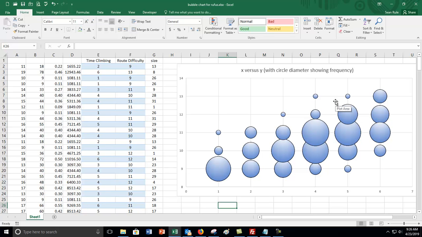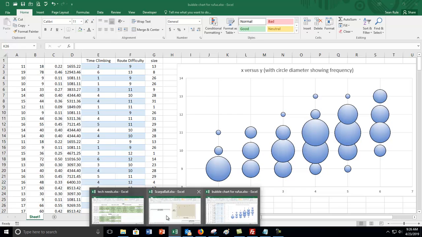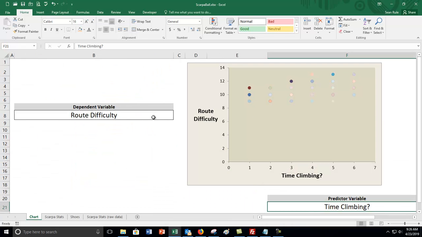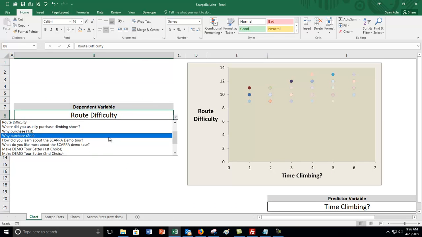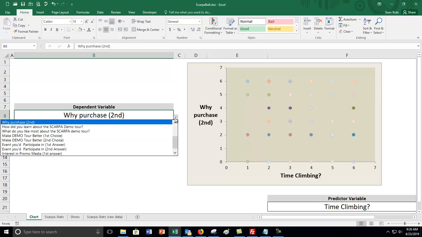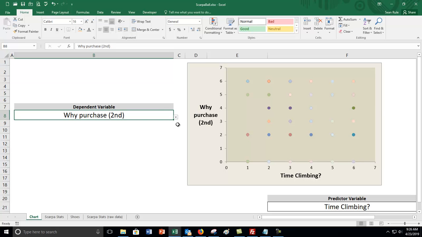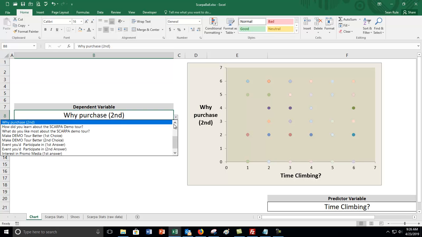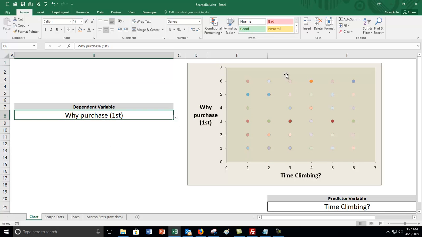Now, the bubble chart's great because of that. The downside is that I haven't been able to figure out how to set it up like this, where you can pick a data set and then have it update. So every single graph that you're going to see in here, unfortunately, doesn't correlate in a useful way with this graph. Let's suppose, for example, you wanted to look at time climbing with the first reason why they purchased a shoe. Again, that graph is kind of sucky. That doesn't really tell you a whole lot.